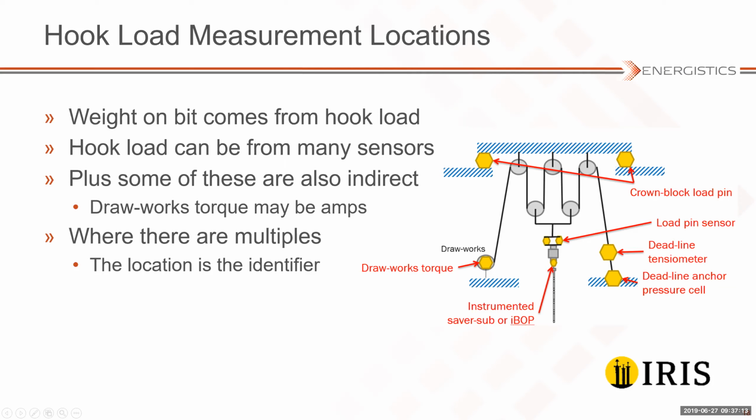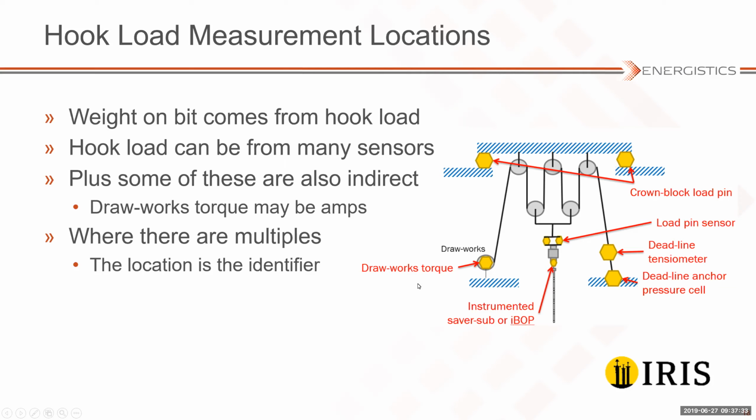Some of them are much more accurate than other ones simply by the nature of where they're placed. And of course, you have the accuracy of the sensors themselves. So it's really important, if we have something like a hook load reading, to know what kind of sensor it is and where the sensor was located.